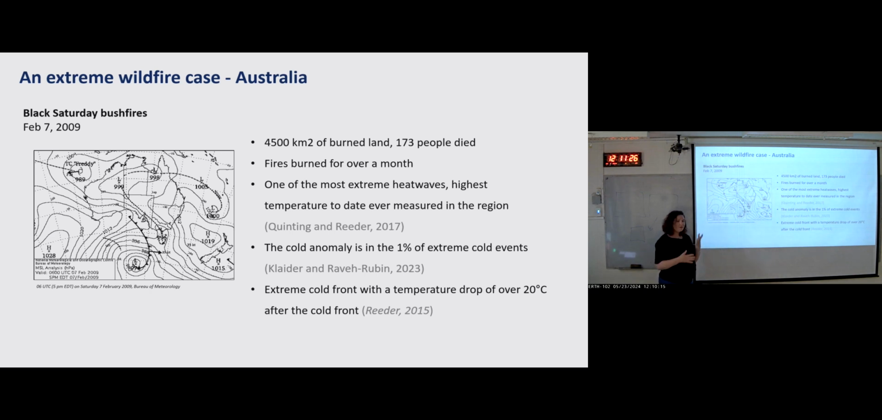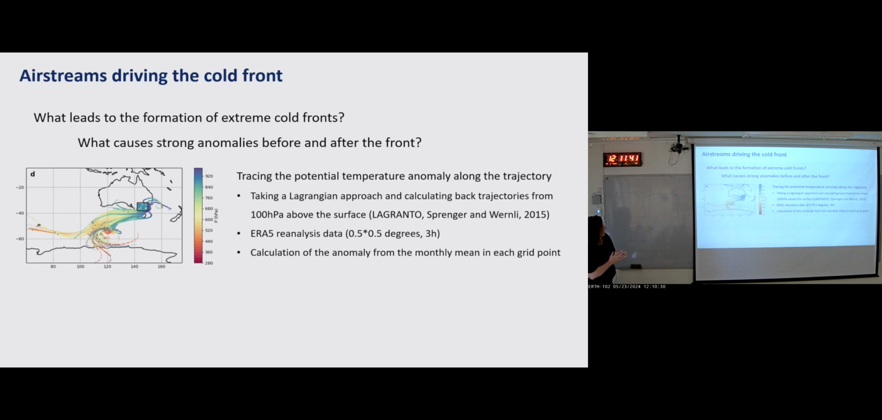And this contrast actually led to one of the most extreme cold fronts. This cold front had a drop of about 20 degrees after the passage of the front, and very quickly it dropped. So this was a good case study for us. What we wanted to see is what leads to the formation of the extreme cold front, and what causes the strong anomalies before and after. So why did they happen?